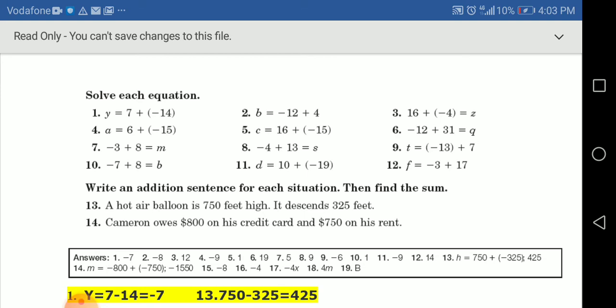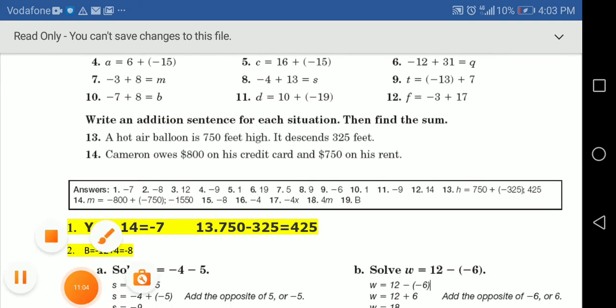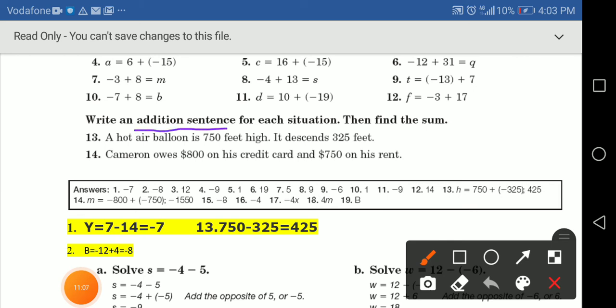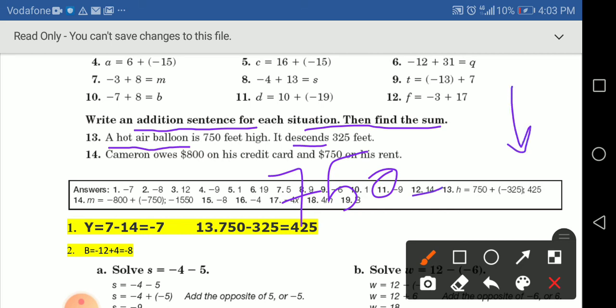Okay, let's move here. Yes, this one. When I say write an addition sentence for each situation, then find the sum. A hot air balloon at 750 feet height descends, comes down by 325, and then the answer will be, can you see how we translated it? 750 feet, okay, minus, because it descends 325, and then the answer here will be what?